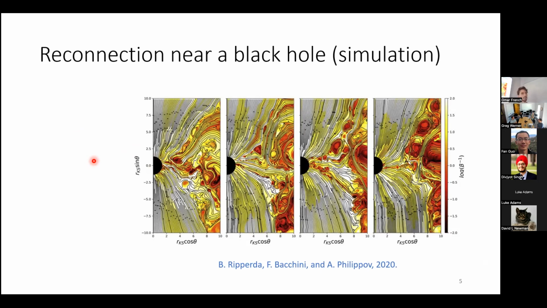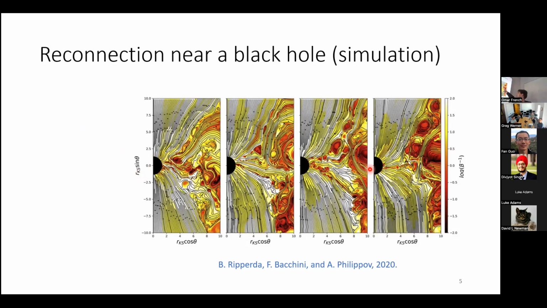Got a question. Yeah. So in this case, where's the current sheet and where are the opposing magnetic fields for the reconnection? A bit hard to see, but I believe it's all within this. It's probably best seen on the last image. Sure. Last image here.